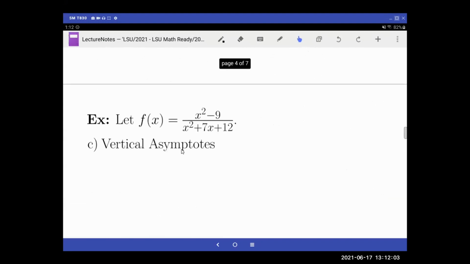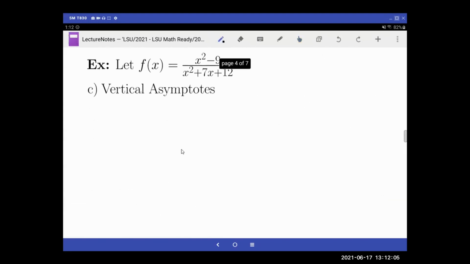Next part. Okay, so we simplified this. We found x plus 3, x minus 3, x plus 3, x plus 4. Okay, these equal, I'm going to put equal here, but we know they're not actually equal. Let me just put an arrowhead. How about that?